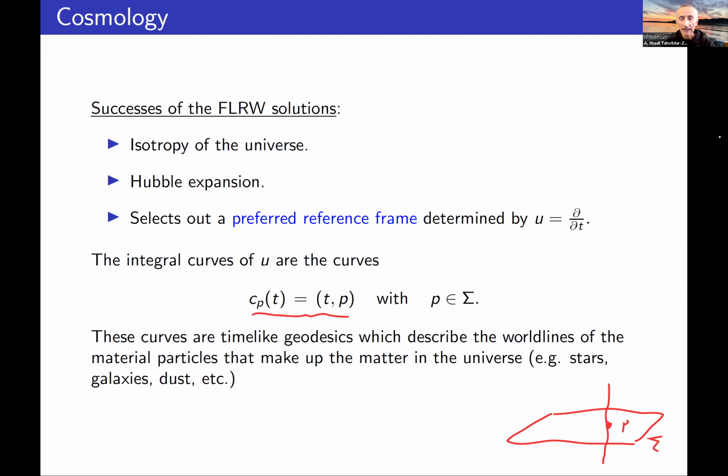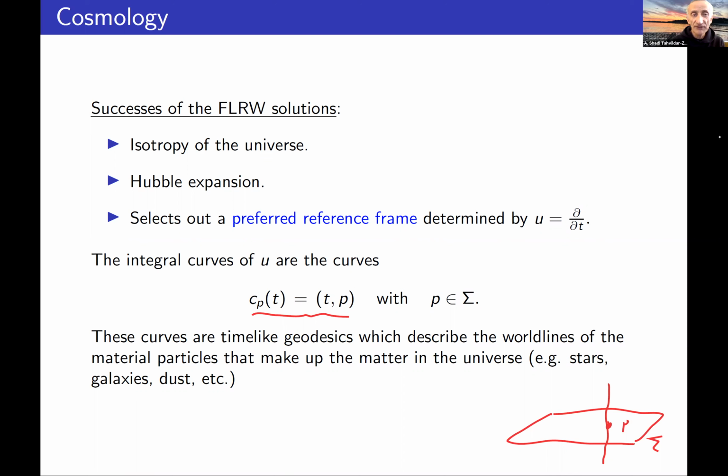And also, in your case, you're referring to a preferred reference frame, but the vector field U or d by dt does not actually single out a frame. It only singles out a time-like direction. You still have the freedom of rotating the space. Yeah, you're right. I guess I am just thinking of the time-like direction. You can still rotate around, and I would still consider this a preferred direction.